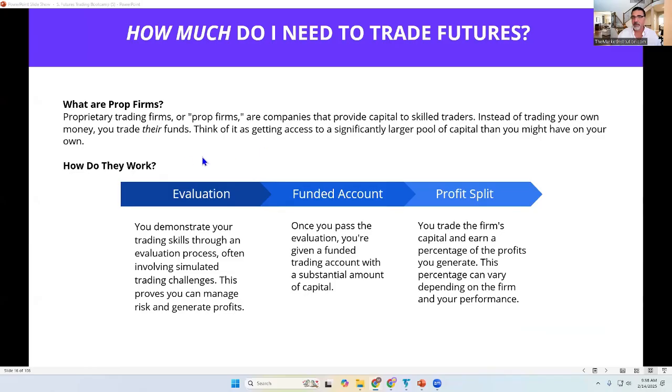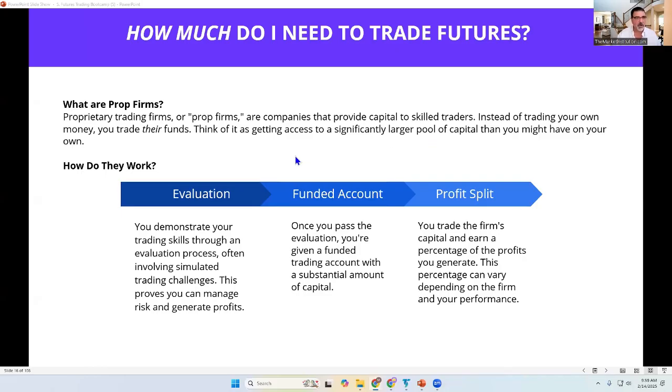Now, I do believe that this is available to the Singaporeans. Indonesia has got some different regulations around that. We will have to find a workaround. Okay. So think of it as getting access to a significantly larger pool of capital than you might have on your own. Okay. So how does this work?